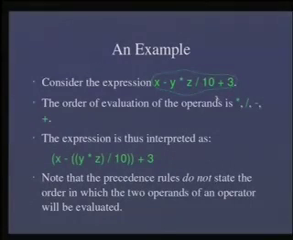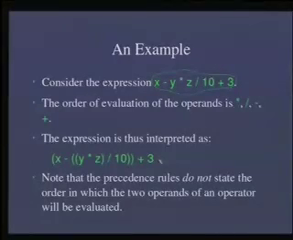which essentially means that at the same level, at the same bracketing level, the operator on the left is going to be evaluated first. So the evaluation order of these operators is star, followed by slash, followed by minus, followed by plus. And so this expression is going to be treated as equivalent to y star z, the whole thing divided by 10, x minus the result of this division, and 3 is added to the result of this subtraction.